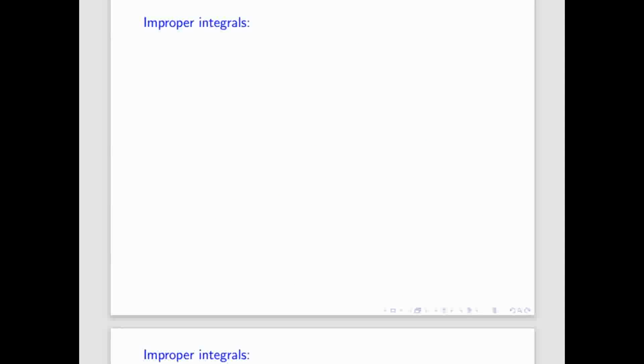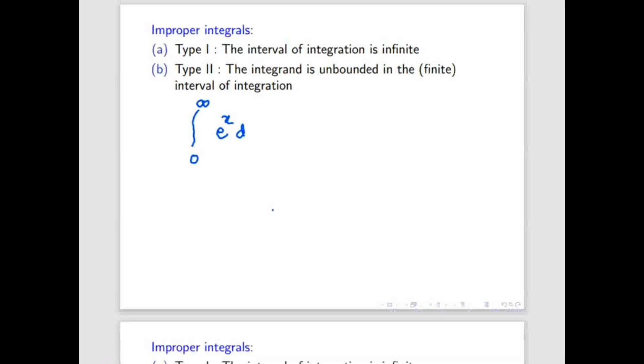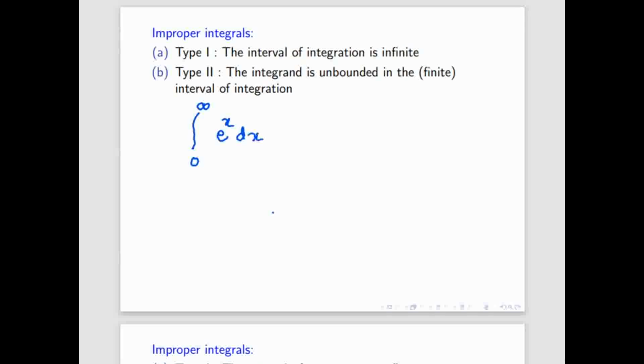So now next one is the improper integral. There are two types of improper integral. One is type 1 and one is type 2. When the limit of integration, these are definite integrals. If the limit of integration is infinite, we'll say that integration is called improper integral. Or if the integrand is unbounded in that interval, then also we'll say that it is improper integral. So for example, if we integrate 0 to infinity e to the power x dx, so this is which type of improper, type 1 or type 2?